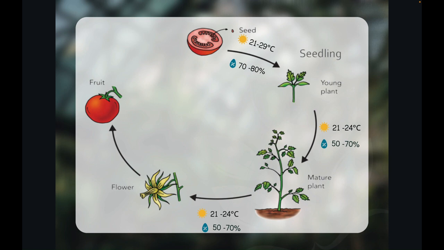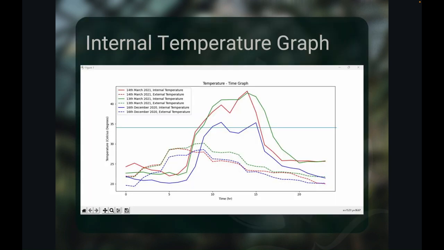As you can see, for tomato, it needs different types of temperature, weather, and environmental conditions throughout its growing phase. It's the same for different plants, and the conditions might be different. So our greenhouse has to provide those conditions.